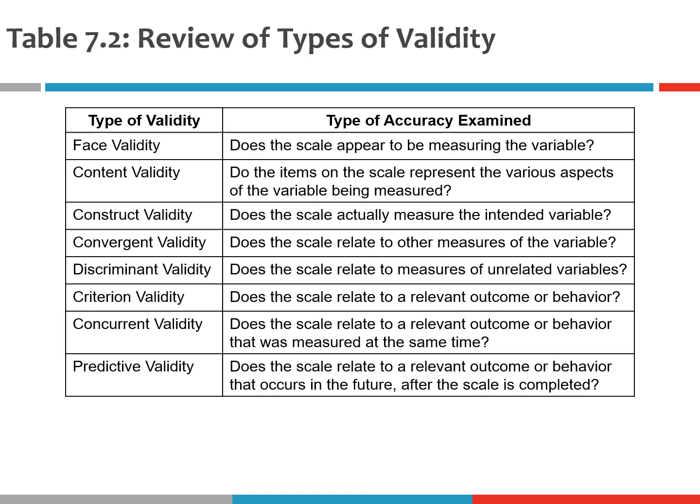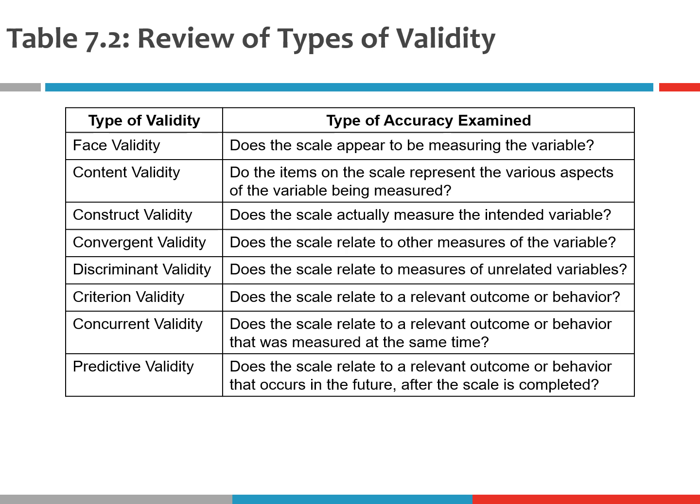So here's the review of the validities. Face validity: does the scale look like it's measuring what it should be measuring just by looking at it? Content validity: do all the items on the scale measure the full range that the construct you're trying to measure captures? So do all the items on your depression scale measure the full range of symptoms of depression? That would be content validity. Construct validity: does your scale actually measure the intended variable? So does the scale that you develop truly measure this variable?